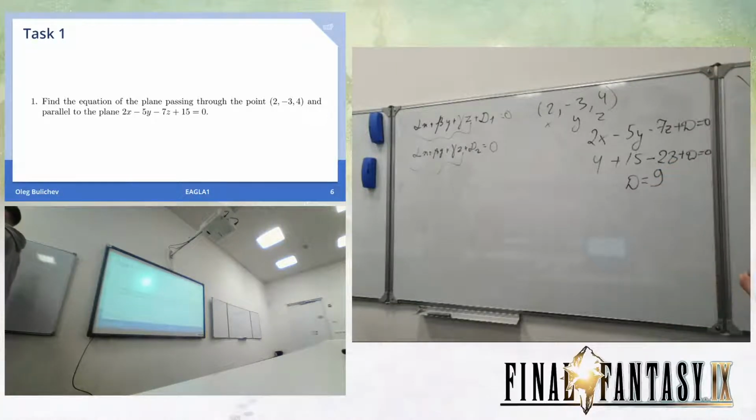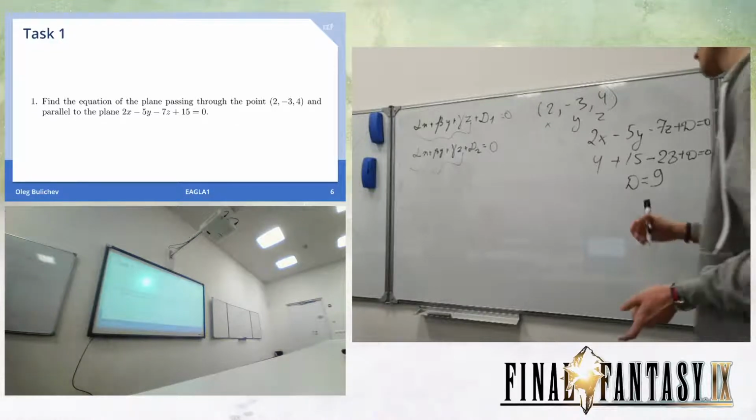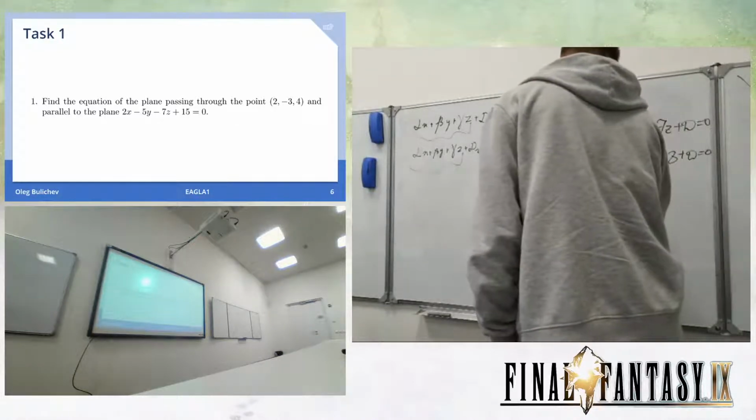And why is it 9? Why not? Okay, 9. And after this? And after this, you can construct our general form.